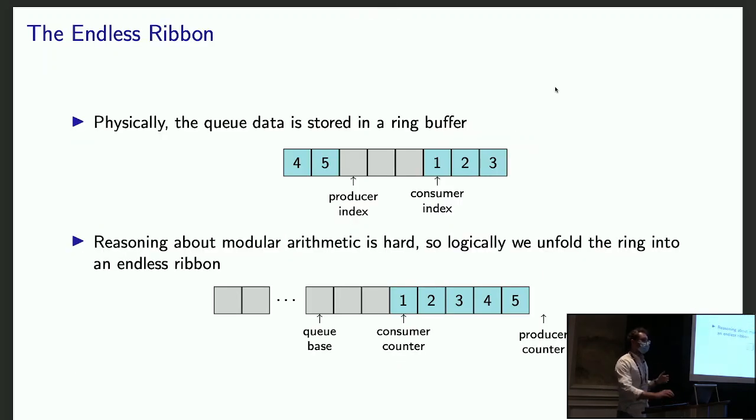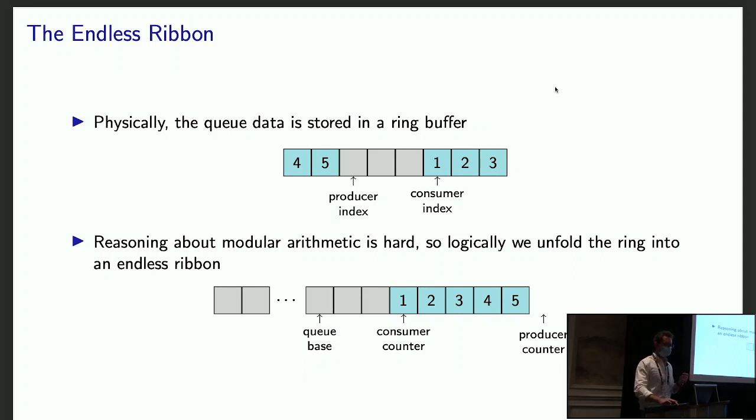Okay, so I mentioned that the data is stored in a ring buffer. The top diagram shows what that looks like, where the Q values wrap around. But reasoning about modular arithmetic is often very painful. So for the purposes of the proof, we unfolded this ring buffer into an infinite ribbon, where now all the data is sequential. And in addition to the data being sequential, now every slot is only used once.